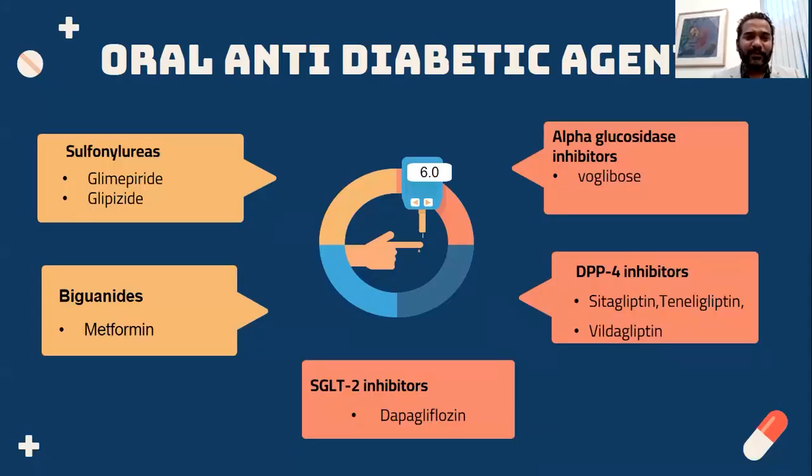Going ahead, oral antidiabetics have multiple classes, but the key classes I am telling you: sulfonylureas, with drugs like glimepiride or glipizide. Then there is a class called biguanides, and one of the most commonly used drugs is metformin. Then SGLT2 inhibitors, a recently added class. These drugs end with gliflozin, and one example is dapagliflozin. Then there is a class called DPP4 inhibitors, and these drugs are gliptins like linagliptin, sitagliptin, tenligliptin, and vildagliptin. And there is another class called alpha glucosidase inhibitors. The drugs in this class are acarbose and voglibose.